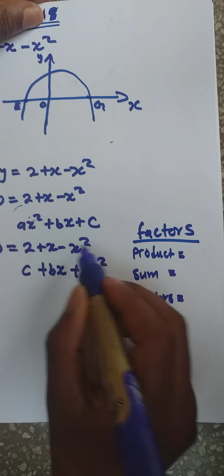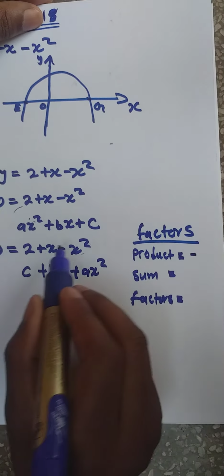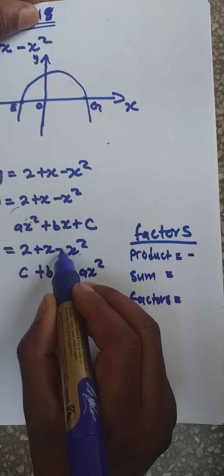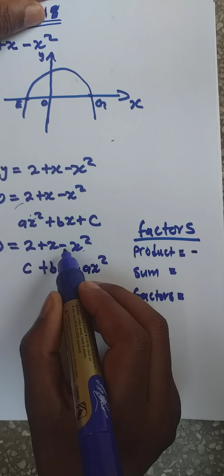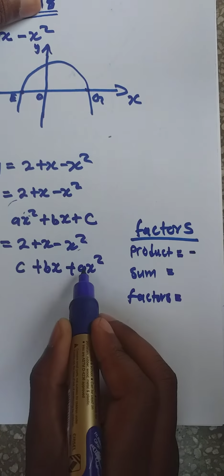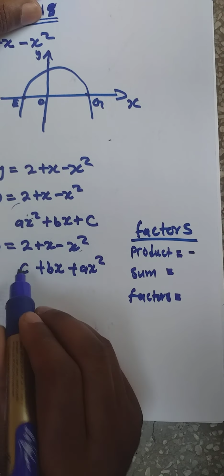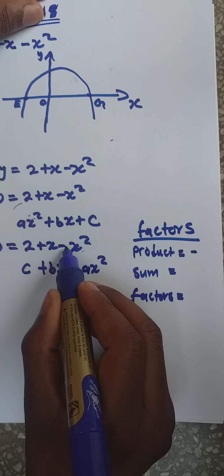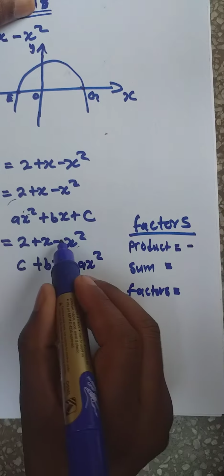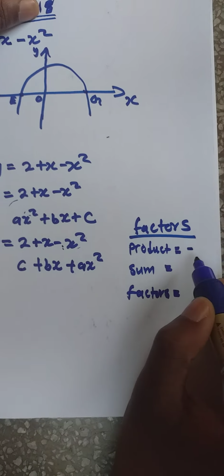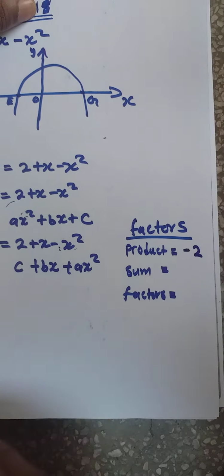Then since there's the sign of a negative, the product also we are going to say there's 1 here. Then the negative 1, the product is what you get when you multiply a times c. So the a here is representing negative 1, the c here is representing 2. So when you multiply negative 1 times 2, what do you get? You get negative 2. That becomes your product.